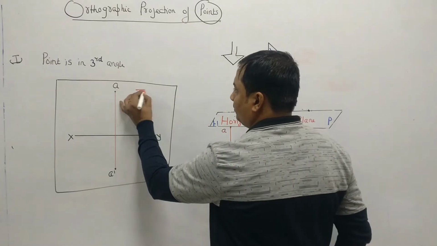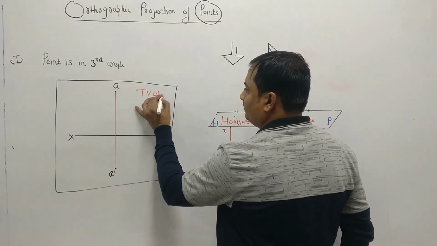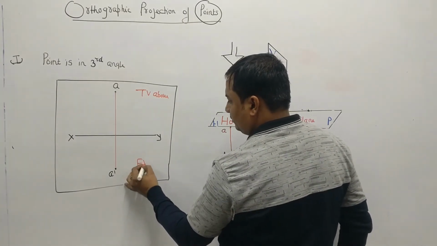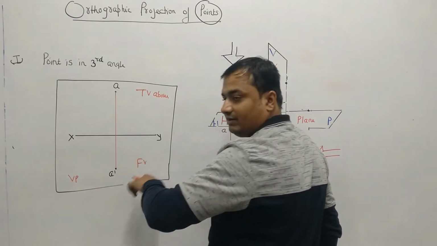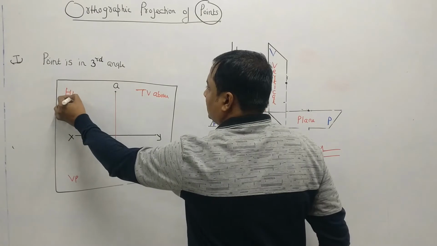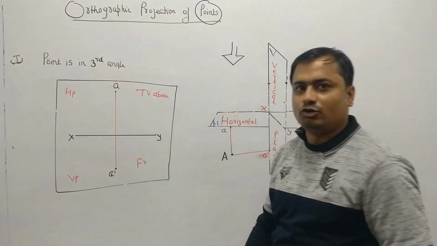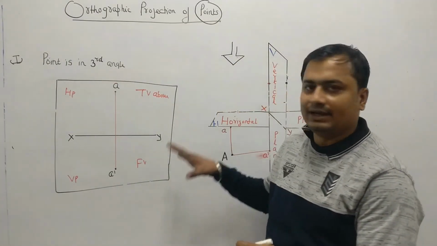So this is the top view, which is above. This is the front view. Okay, this is my vertical plane. The front view is lying in the vertical plane, and the HP, after rotating, moves on top of the XY. So this is called the third angle projection.